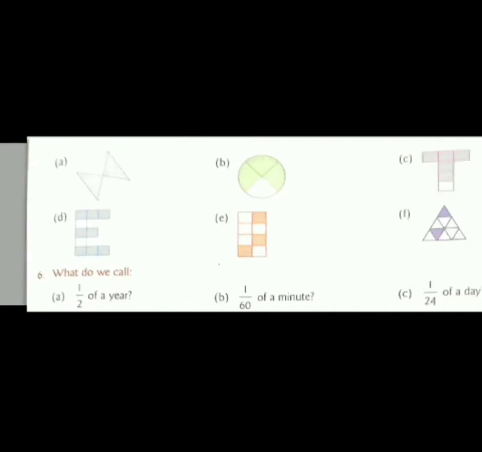Now question number 5. Complete the table for the 6 figures given on the next page. Here the table is given: shape, fraction showing the shaded part, fraction showing the unshaded part. Here the shaded part you have to write, here the unshaded part you have to write. Now students, just see your page, page number 53.